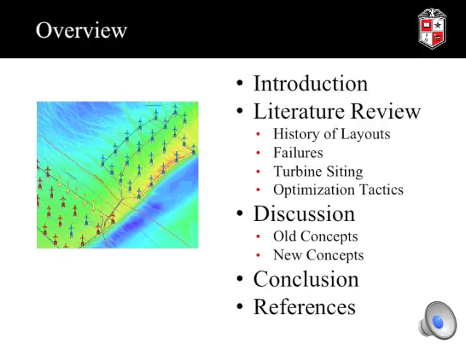First, I want to give you a presentation overview. I will give a brief introduction, then go into a literature review where I will discuss four major topics: the history of wind farm layouts, failure modes of individual turbines and their effect on the farm as a whole, turbine siting, and optimization tactics. Next, I will discuss the new concept in optimization versus the older concepts. Then I'll wrap it up and show you the sources I used for the project.